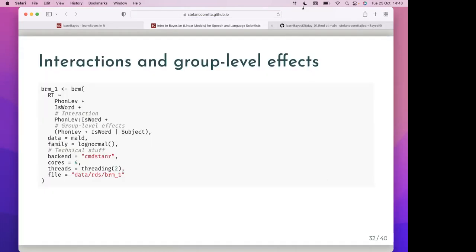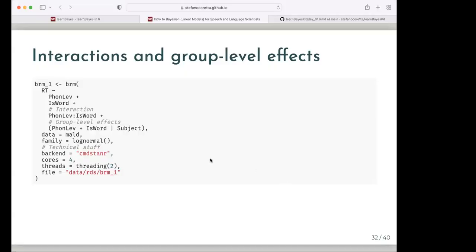So the rest is actually quite straightforward, in the sense that I'm just running slightly more complicated models. Let me just reshare the right window. Right. So as I mentioned before, we just used is word, but now I'm adding Levenshtein distance and an interaction. I'm also including group level effects.